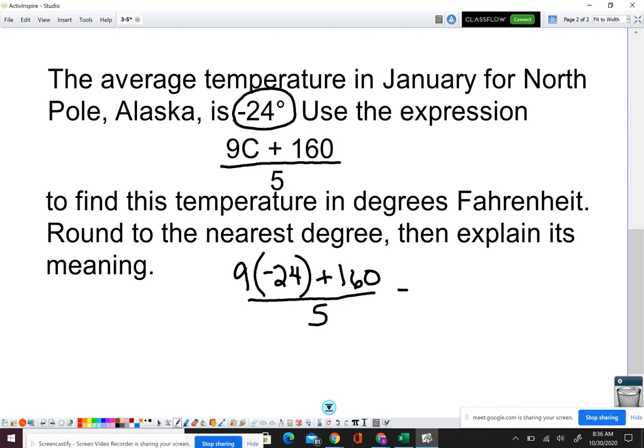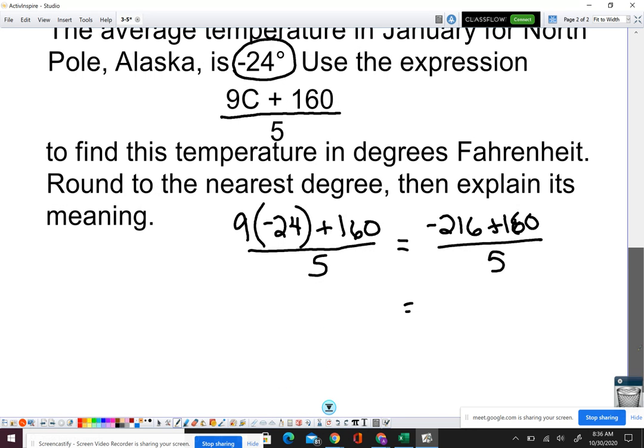So once again, we're going to simplify it down first. 9 times negative 24 is a negative 216 plus 160 over 5. So you can see that I'm showing my work. My first step that I did was 9 times negative 24. I wrote down that number. Then I added the 160 divided by 5. So the next step that I'm going to show is what I actually get when I add 216 and 160. And that's negative 56 divided by 5. And then my last step, I'm going to divide by 5. And I get negative 11.2.